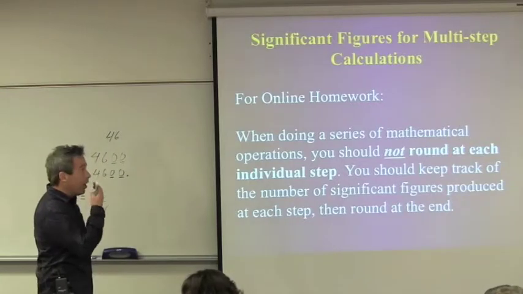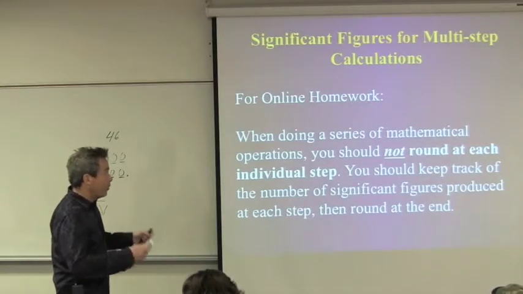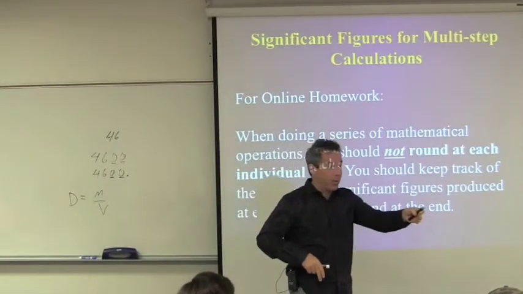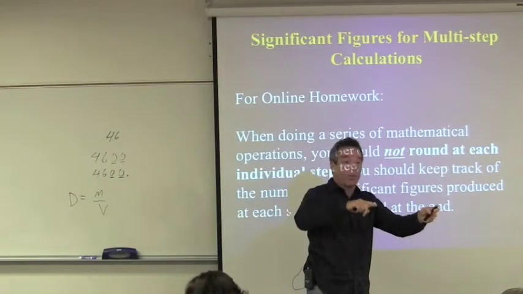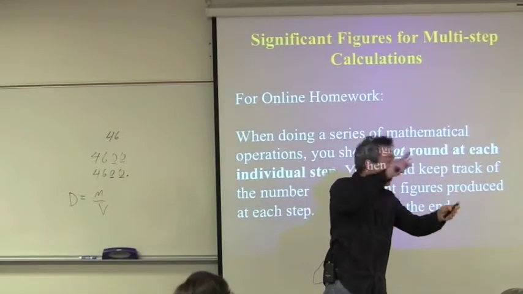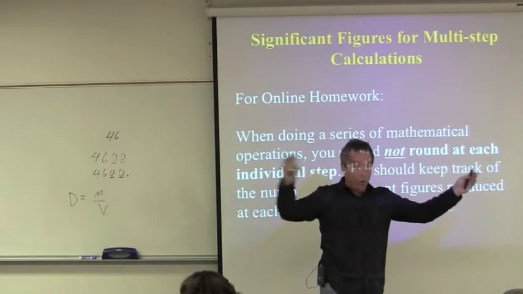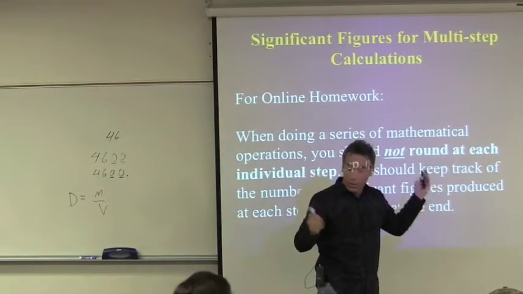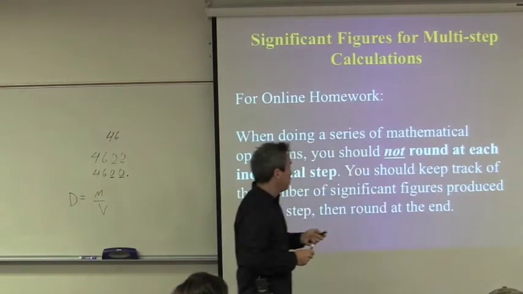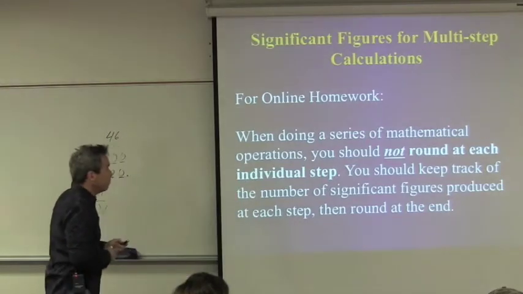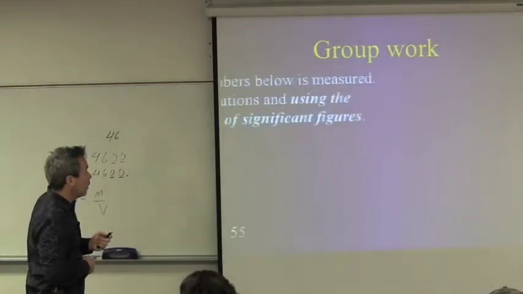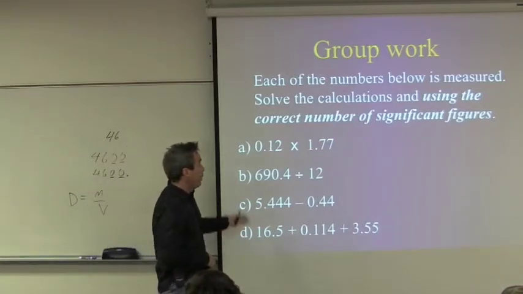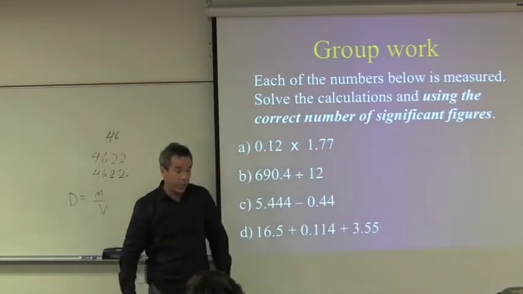You're going to be doing online homework, and sometimes you'll have multi-step problems like this times this times this. Don't do this times this, then round it, and then that number you get times the other one and round it. Do the whole thing. Do all the multiplication and then round it, or do all the addition and then use the significant figure rule. Okay? All right, try some. Here's the calculation. Pretend these are measured values and report the answer to the correct number of significant figures.